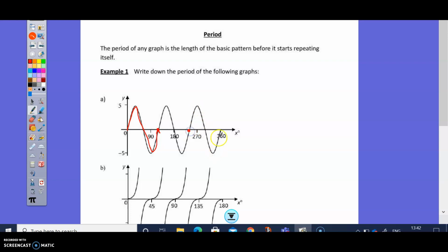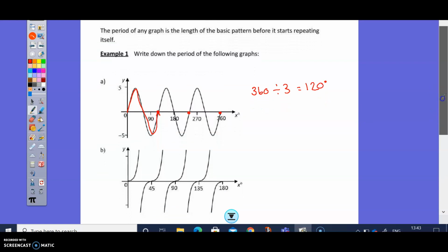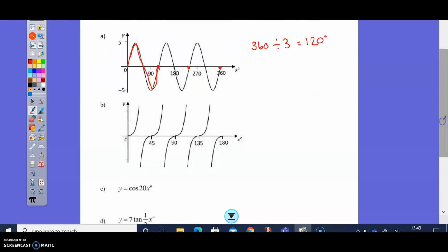There's the end of my second one. There's the end of my third one. So I have 3 of them in 360 degrees. So to get the period of the graph, I need to do 360 divided by 3, which gives me 120 degrees. Next one, a bit trickier because it's a tan graph.